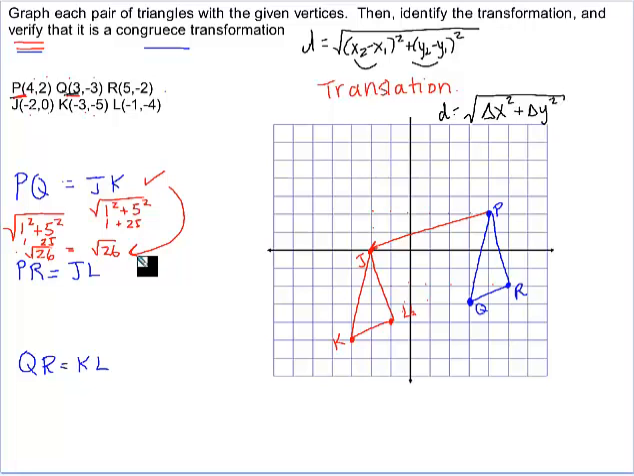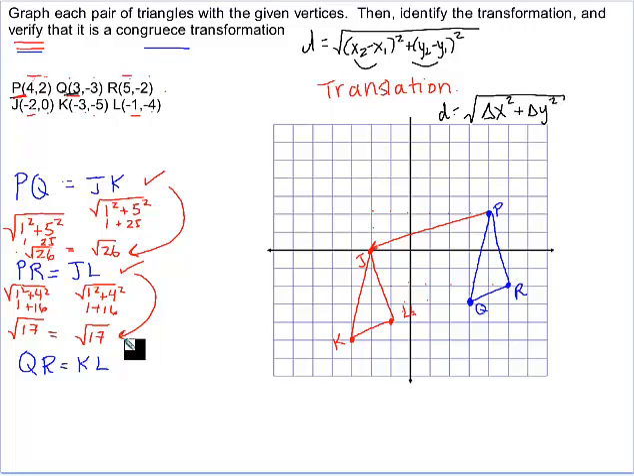All right, PR, let's see if that's equal to JL. So from P to R, 4 to 5, our x's change 1, so that's 1 squared, plus 2 to negative 2 is 4, so 4 squared. 1 squared is 1, 4 squared is 16, so that's the square root of 17. J to L, negative 2 to negative 1 is 1, so x's change 1, 1 squared. Y from 0 to negative 4 is 4, so 4 squared. 1 plus 16 is 17, so that's the square root of 17. So those two are indeed equal. There's our steps for verifying.